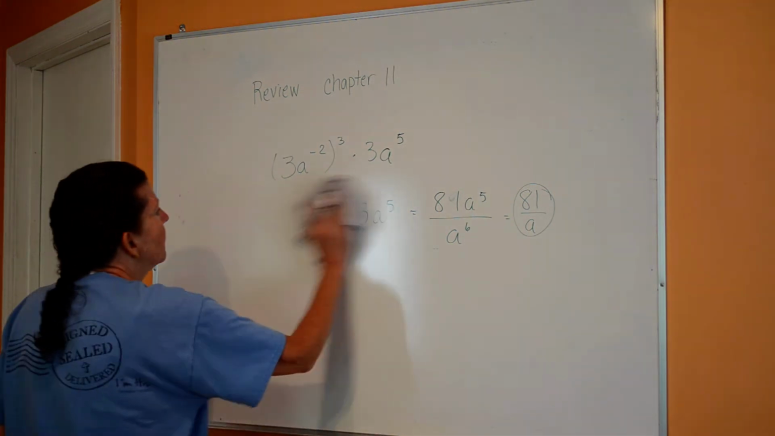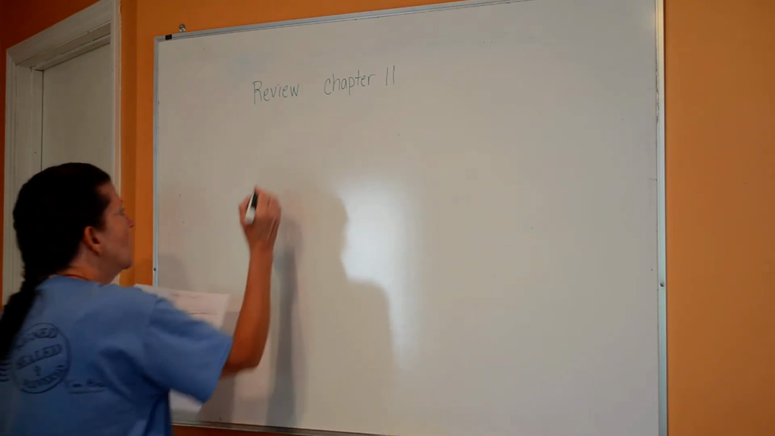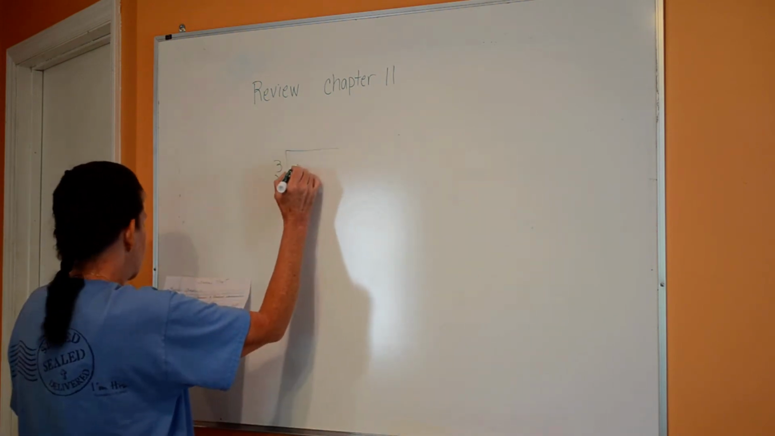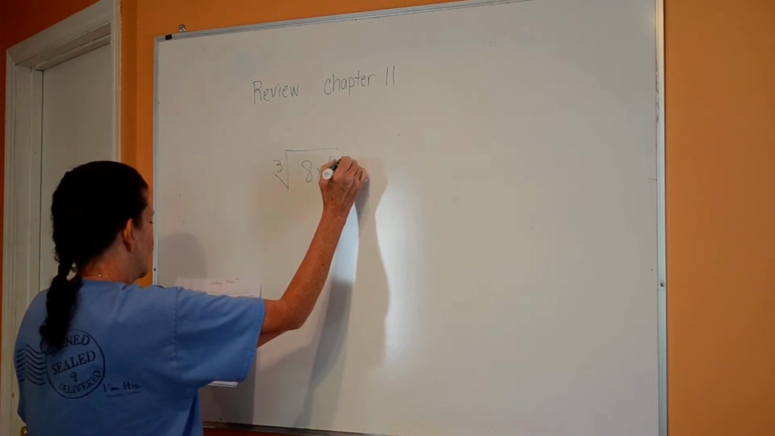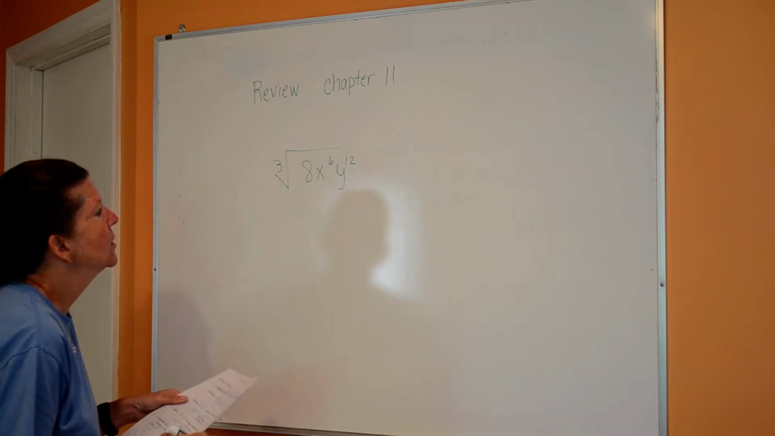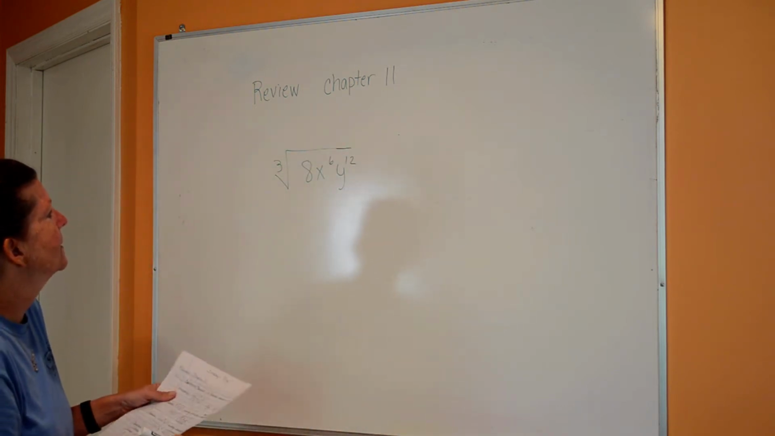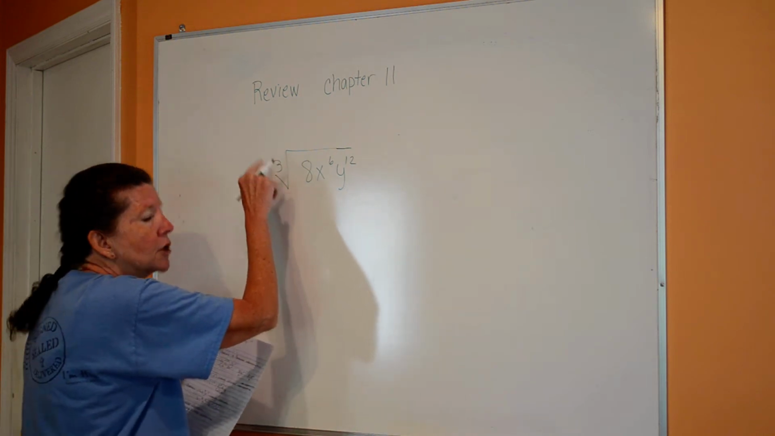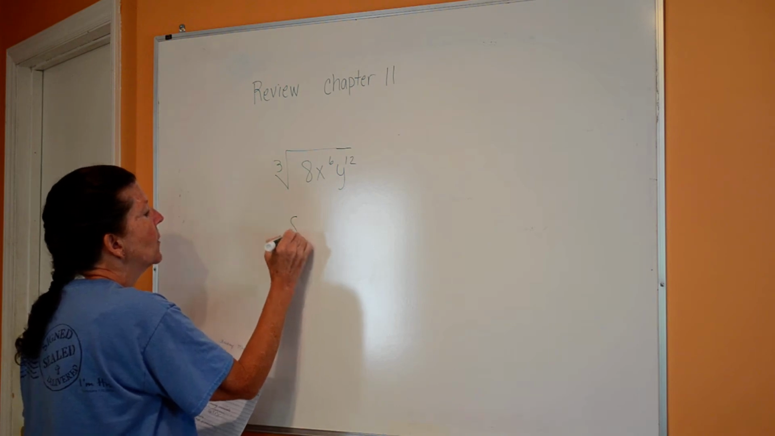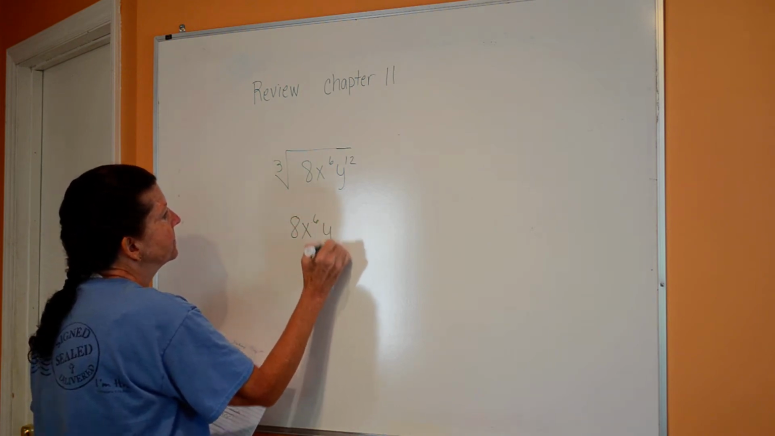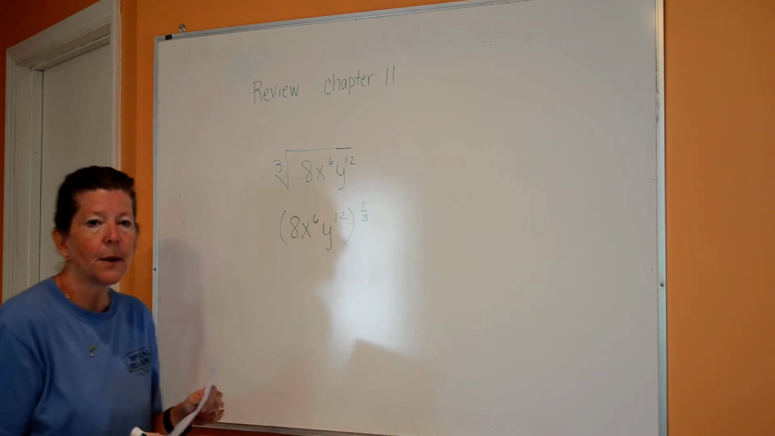Then we went back and forth between radical expressions and exponents. So let's say I have something like this: the cube root of 8x to the 6th, y to the 12th, and it tells me to express this radical expression as exponents. Well, the cube root is the same thing as saying 1/3. So I have that. That's how I change it.